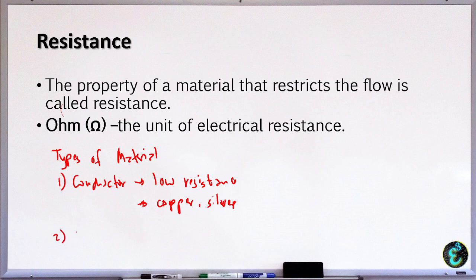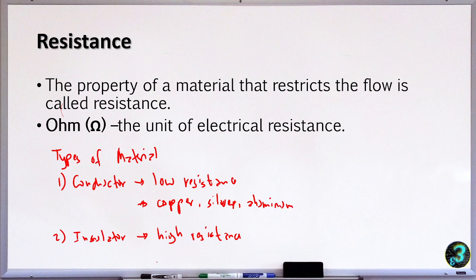The other one is the opposite of a conductor, which is an insulator. An insulator has high resistance. Take our wire: the center is copper, silver, or aluminum, and aluminum is actually the most common. What wraps around it is called insulation. That is the insulator, which is usually rubber or thermoplastic.